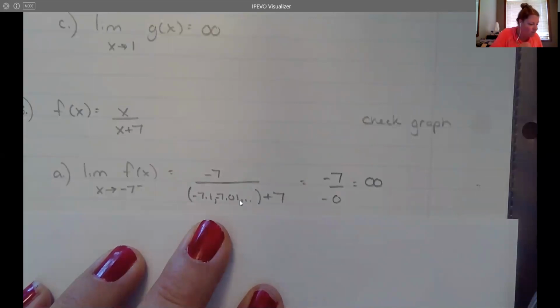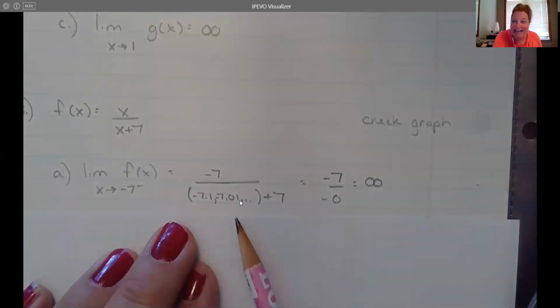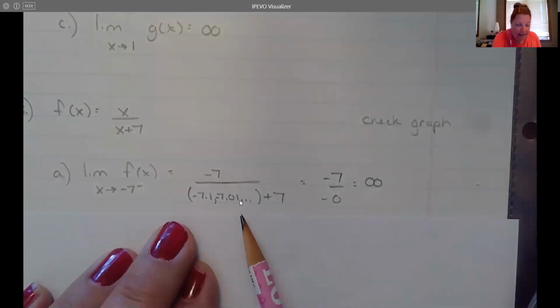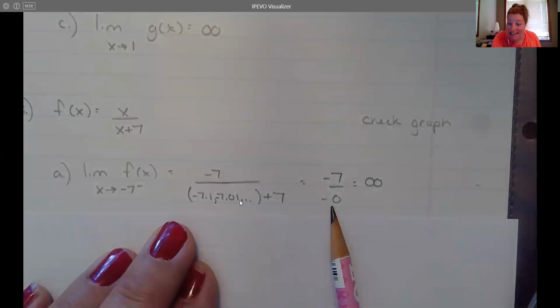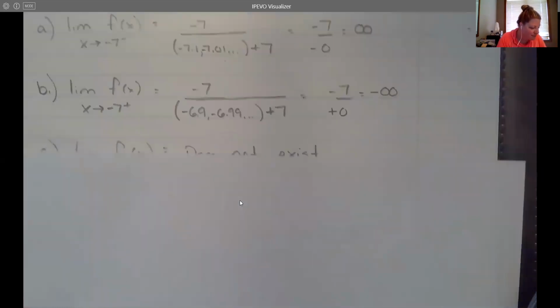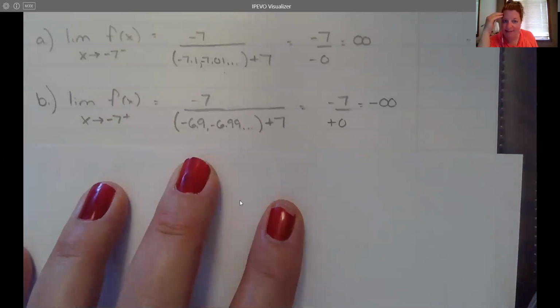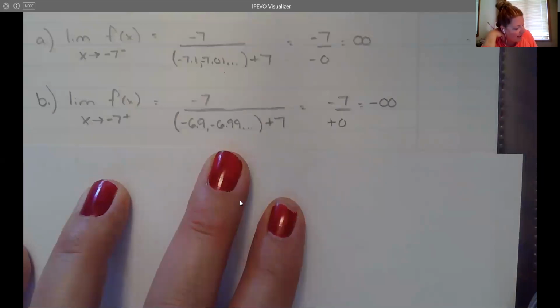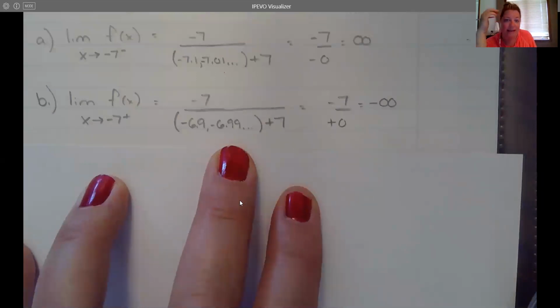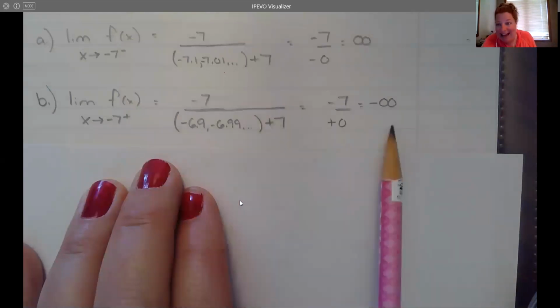Negative 7.001. So if we have these numbers and we add 7, they're going to be negative, just a little bit bigger negative. So we would have a negative over a negative, which is a positive. Tricky. So if the top's negative, it's going to throw things off a little bit. From the other side, we're going to have negative 6.9 because that's a little bit bigger, negative 6.99, and so forth. Again, you could use a chart and see this as well. So this is going to give us positive on the bottom, but we have a negative on the top. So this one's going to negative infinity.